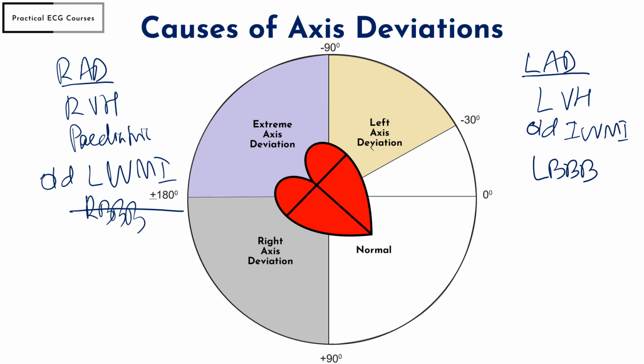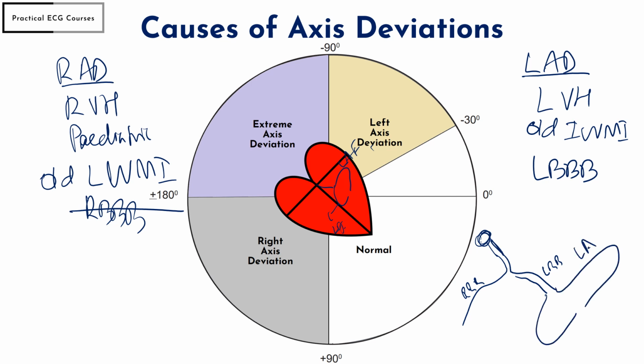Now let's look at fascicular blocks. The left bundle divides into the left anterior fascicle and the left posterior fascicle. For the sake of simplicity, let me just draw that here. You have the AV node, the bundle of His, then you have the right bundle branch, and then the left bundle branch, and that divides into the left anterior fascicle and left posterior fascicle.